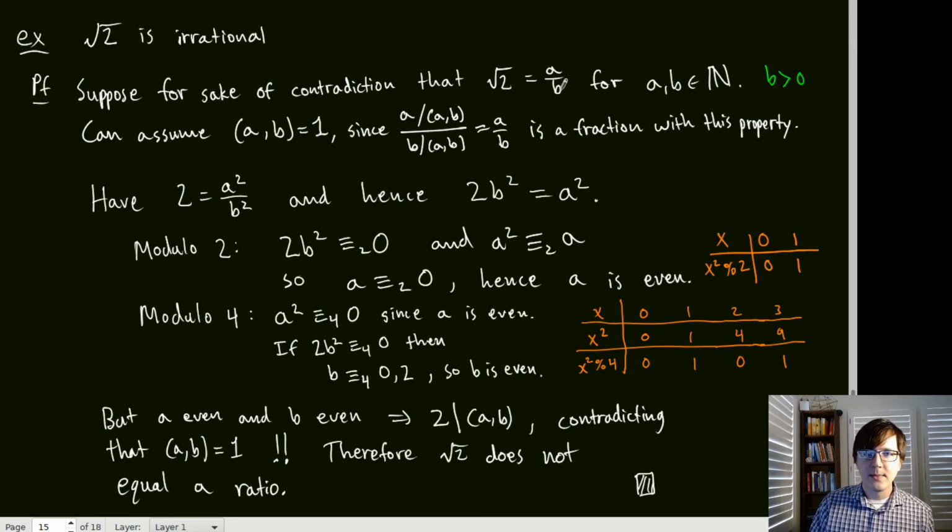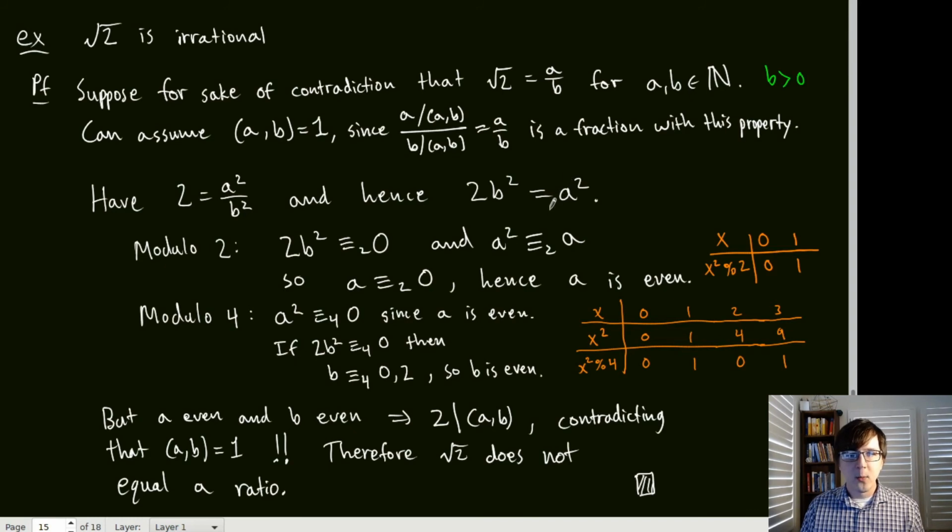Okay, let's rewrite this as a Diophantine equation. So first of all, squaring both sides, we have that 2 equals a squared over b squared. And then multiplying by b squared, we get that 2b squared equals a squared. And so what we are actually trying to show is that this Diophantine equation has no solutions, because this is equivalent to the square root of 2 being irrational. Okay, so this is our equation.